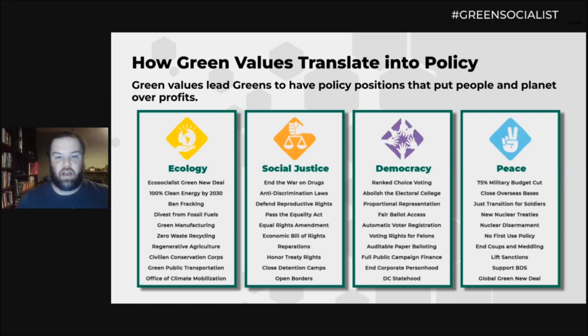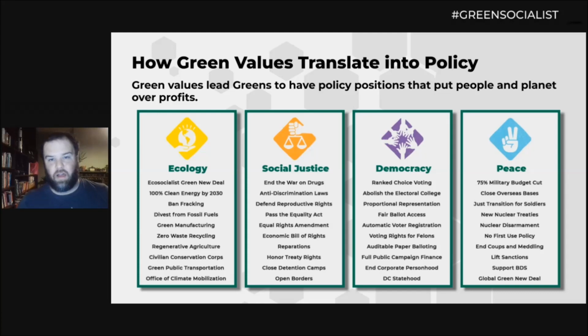Voting rights for felons, continuing with the democracy section, auditable paper ballots, full public campaign finance, ending corporate personhood, and DC statehood. When it comes to Puerto Rico and the other territories, the Green Party's position is that those populations should decide what they want to be. If that means statehood, then statehood. If that means independence from the United States, then that means independence. But we, as a party that believes in grassroots democracy, believe the decision on that should be left to them. In the case of DC, independence isn't really a practical option, and the citizens of DC have consistently asked for statehood.